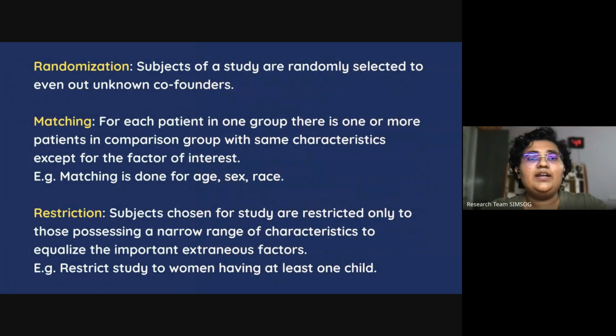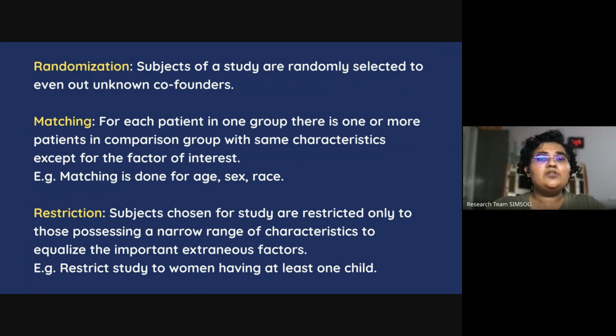So what is randomization? Randomization is just that the subjects of the study are randomly selected to even out any unknown confounders or any unknown factors that we are not taking into account. What is matching? For each patient in one group, there are one or more patients in the comparison group with the same characteristics other than the exposure and outcome that we are studying. For example, if you are taking a case and a control group for checking the relationship between C-section and postpartum depression, we will do matching in both the groups for age, race, and sex, so that all of these other variables are taken into account.